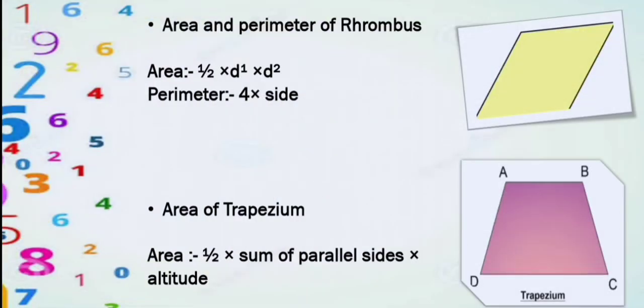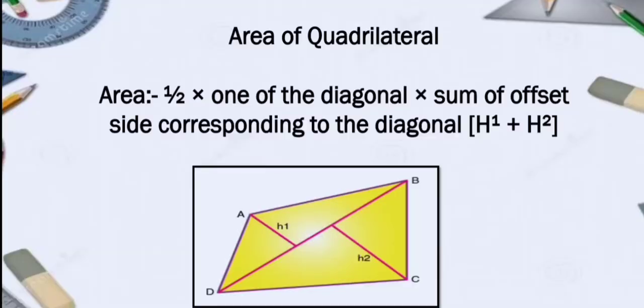Now let's see the area and the perimeter of the rhombus. The area of the rhombus is 1 by 2 into diagonal 1 into diagonal 2, and the perimeter of the rhombus is 4 into side. Now let's see the area of the trapezium. The area of the trapezium is 1 by 2 into the sum of parallel sides into altitude, that means the height of the trapezium.